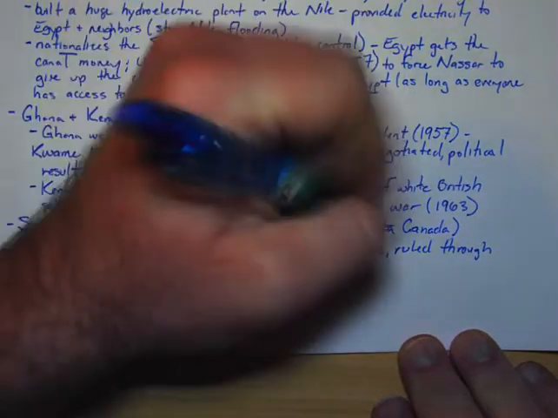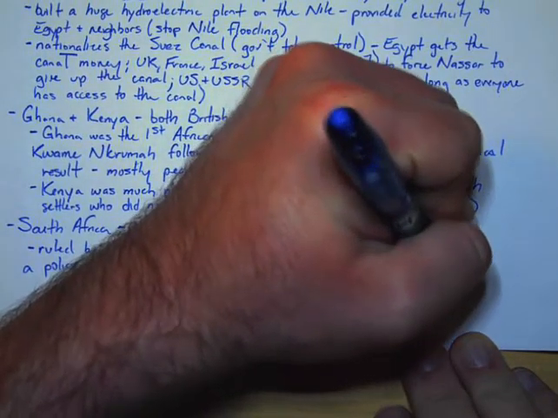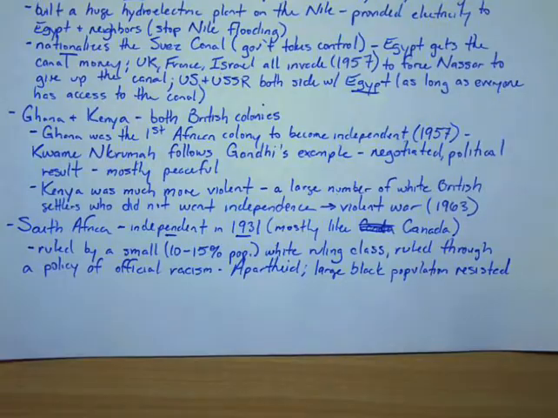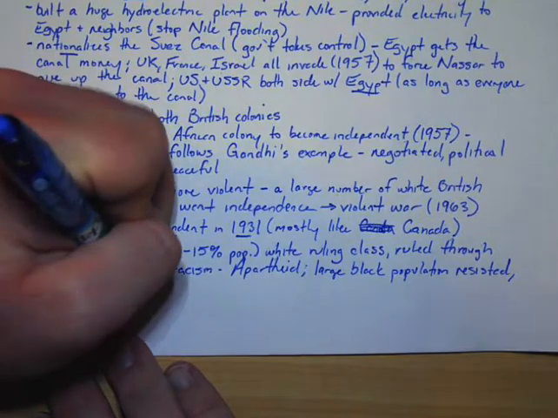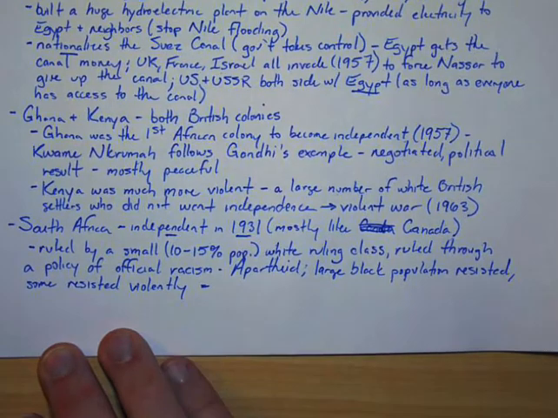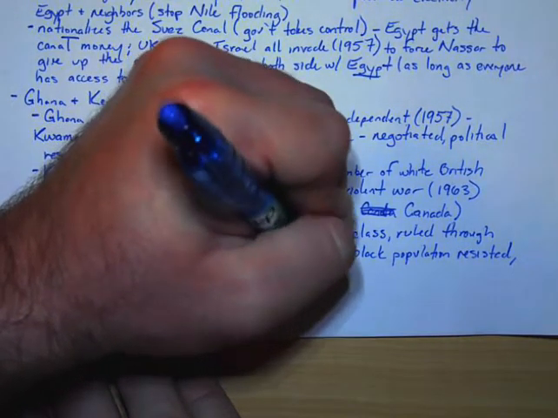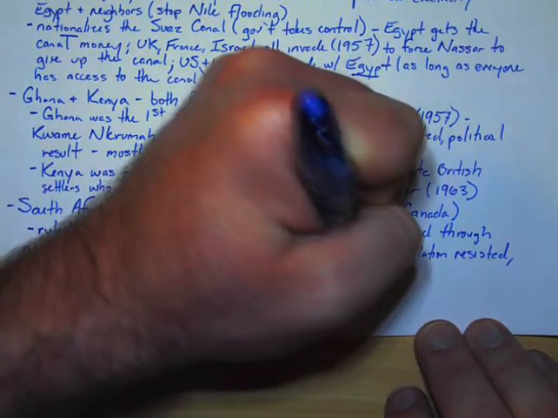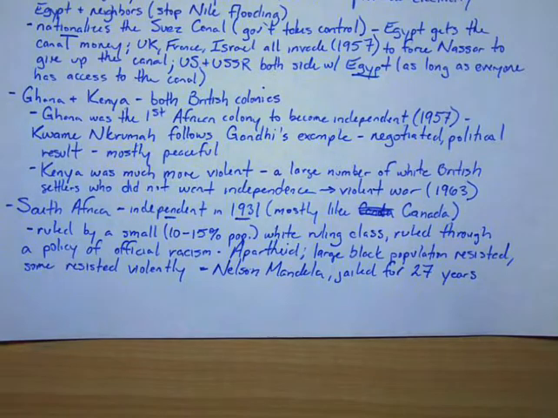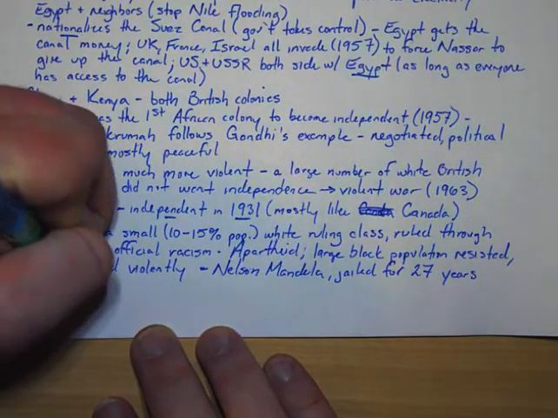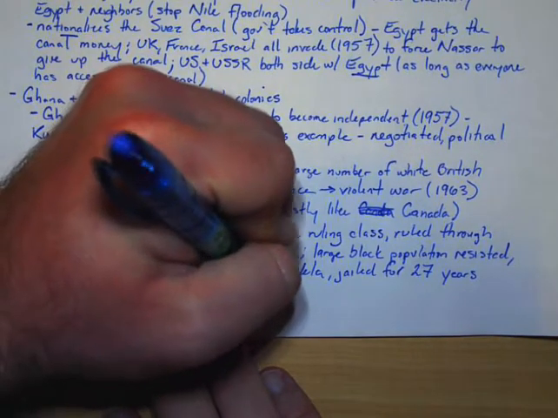And as you can imagine, the large black population resisted this. And some resisted violently. Now, into this is where we get the most famous South African, Nelson Mandela. Now, Nelson Mandela was a leader of this resistance, and he was jailed for 27 years. And he became a symbol of South African repression.